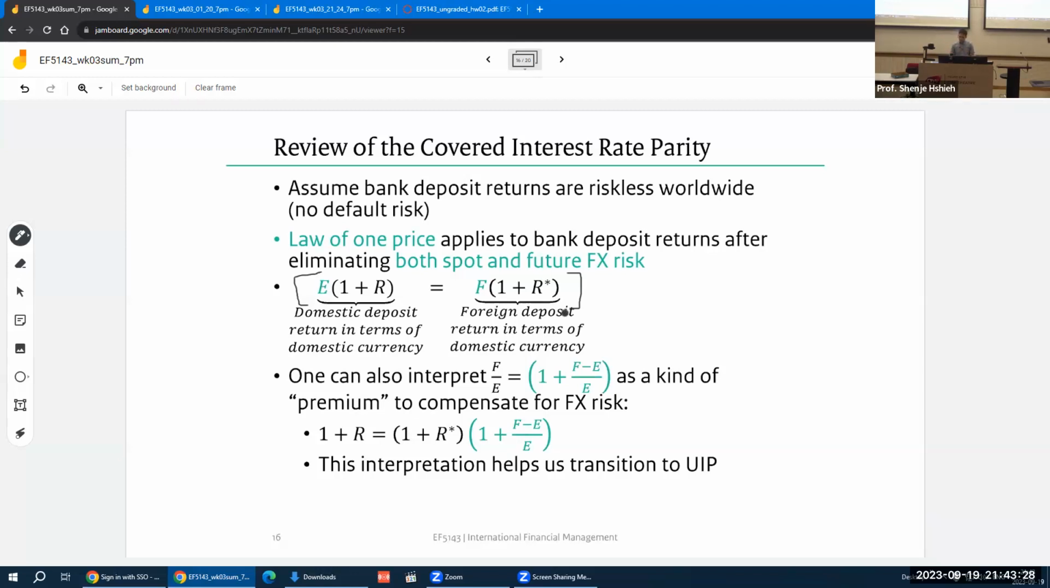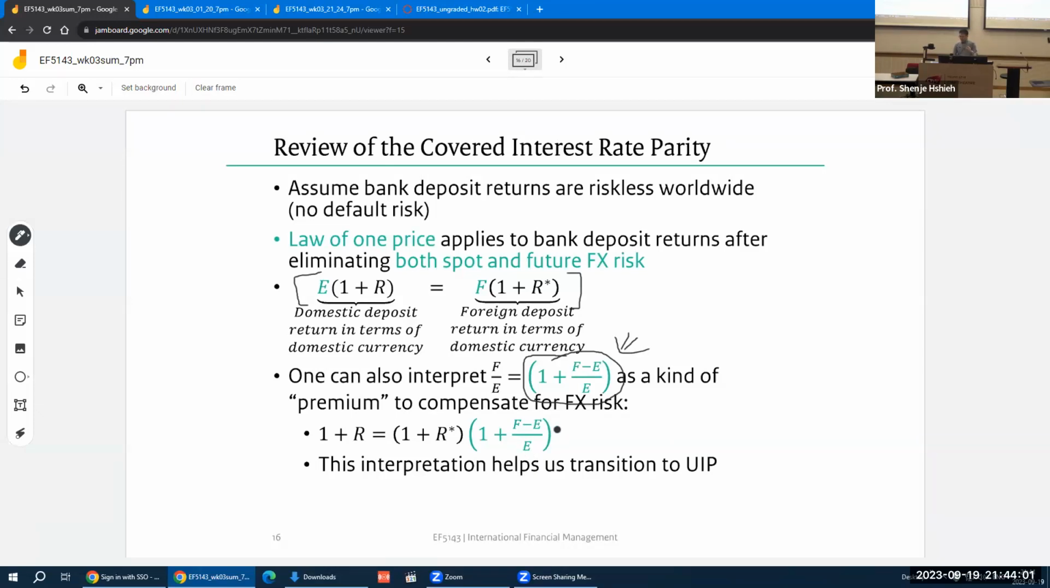One way to interpret F in relation to E is simply looking at it as a return that eliminates any sort of profit you may get from borrowing at low interest rates and lending out at high interest rates, right? That's what (F − E)/E represents. It's a return to offset any sort of interest rate differentials between countries so that you break even, right? There's no way to make money whatsoever.